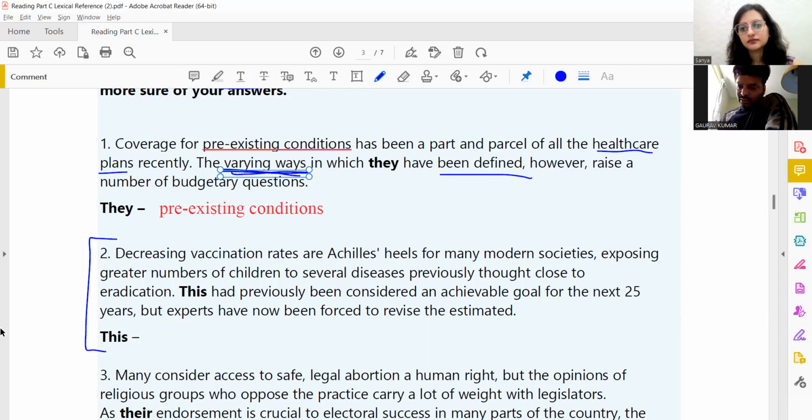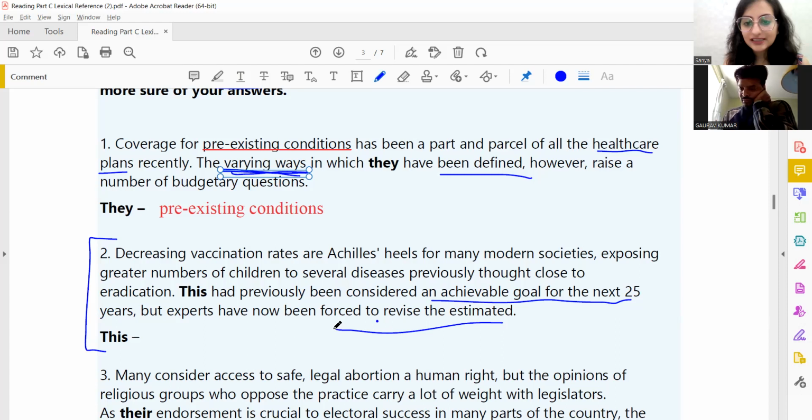I think vaccination rates. So rates are plural, right? So yes, rates are plural. Rates are plural, so this is singular. Also think about what is modern society exposing. Achievable goal. Yes, think about the nouns and verbs that it's relating to. So what would be an achievable goal in the previous line? But they have been forced to revise the estimate. So what can be a goal in the previous line? Think about it like that.